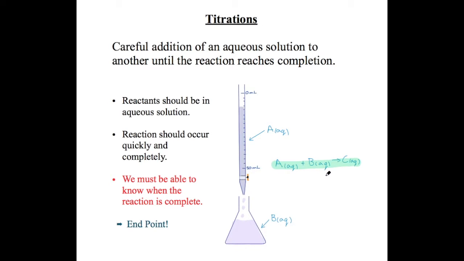Now, the last thing that we need for titration is we need to know when this reaction is actually finished. You need some sort of visual indication that the reaction has been completed. This visual indication we refer to as the endpoint. Okay, so what we're going to do now is talk about a few different ways that you might determine the endpoint for a particular titration.